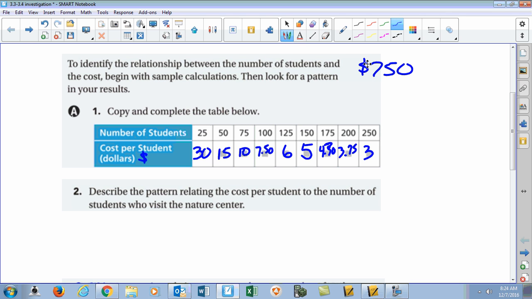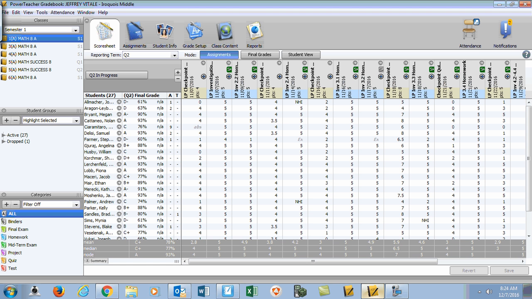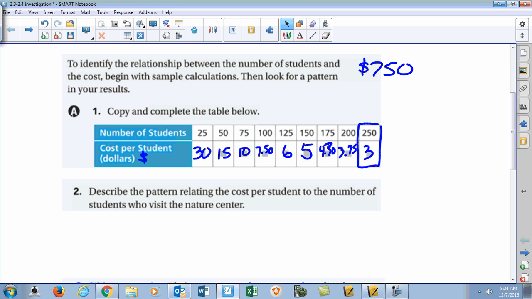$3. And again, remember that's what they told us in the reading, right? If all 250 students go, it's $3 per person. Whoa. Okay. So was your prediction true? What did the cost do? It decreased as our number of students got bigger.